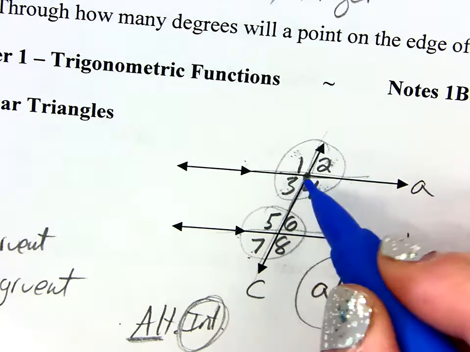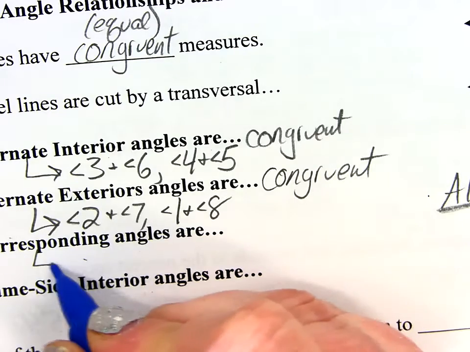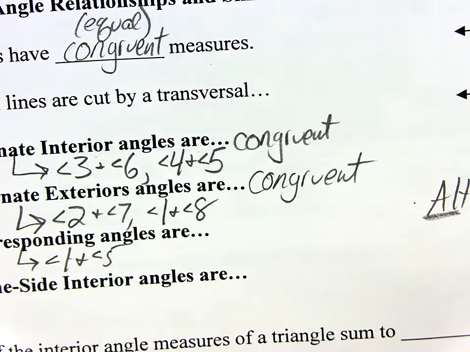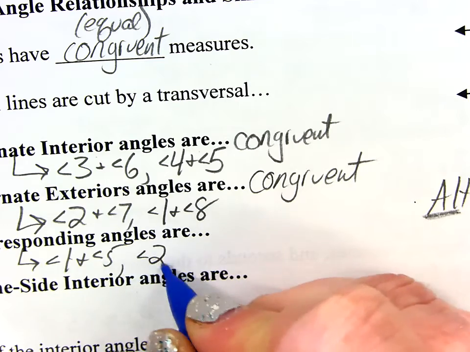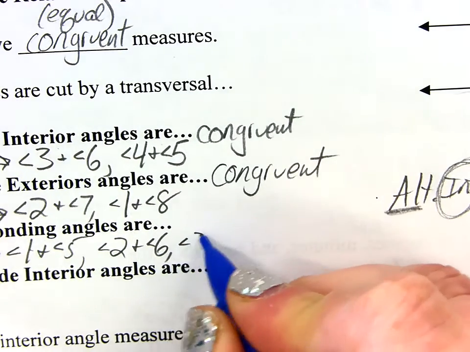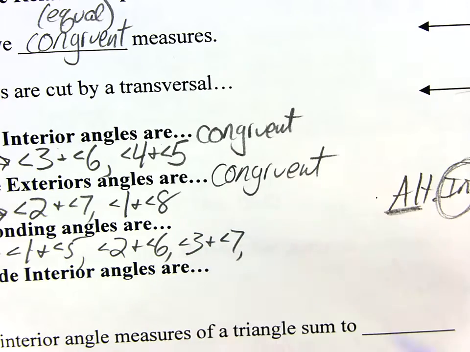Okay, so corresponding 1 and 5. And there's lots of them here. 1 and 5 are an example. 2 and 6 would be another. 3 and 7. And 4 and 8.